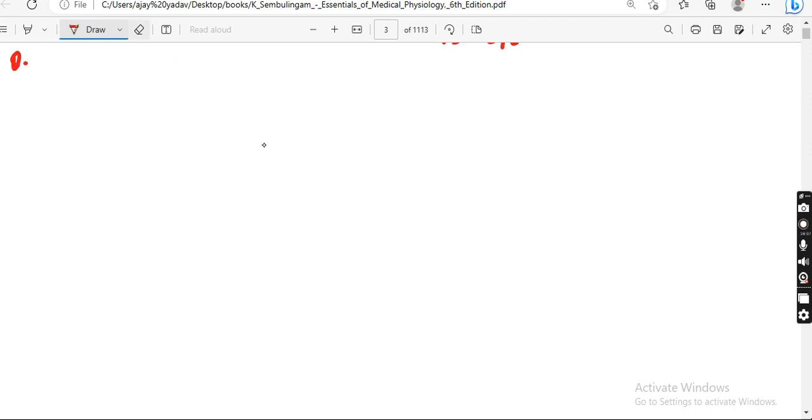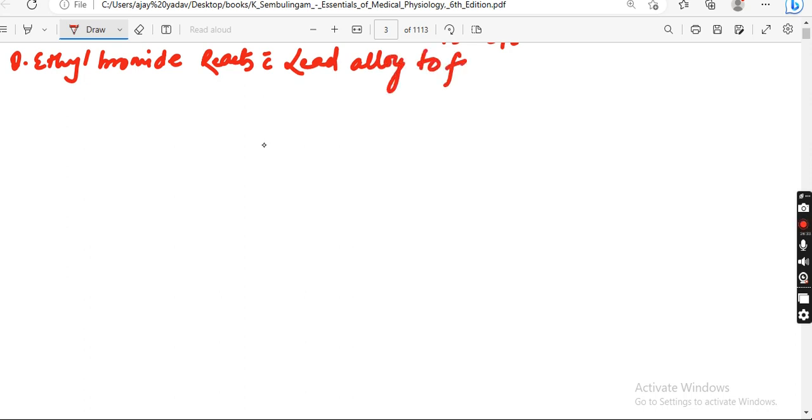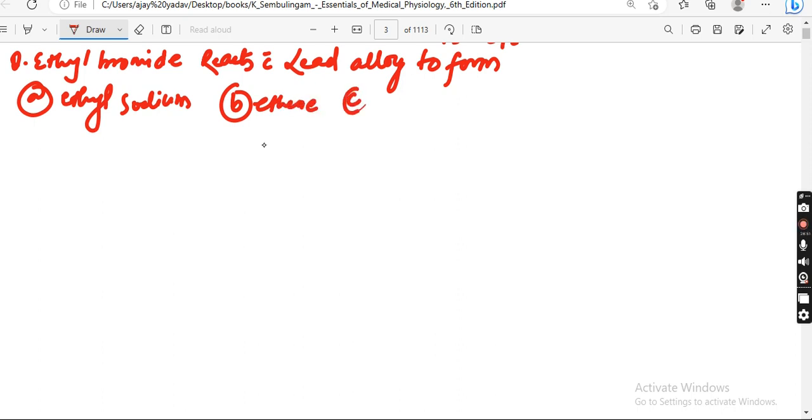So the next question is, ethyl bromide reacts with lead alloy to form. Option A is your ethyl sodium, B is your ethene, C is your tetraethyl lead, and D is your ethane.